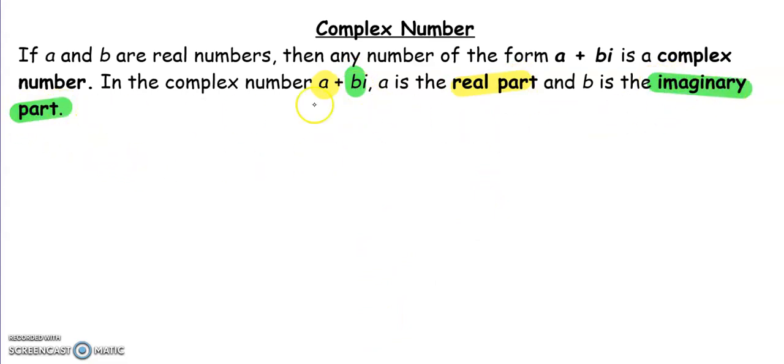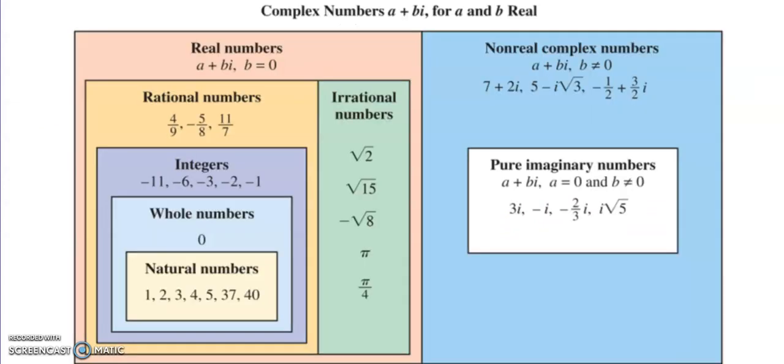And I know it's the imaginary part because of the letter i. The letter i means imaginary. That's why i is never a variable in a math class.